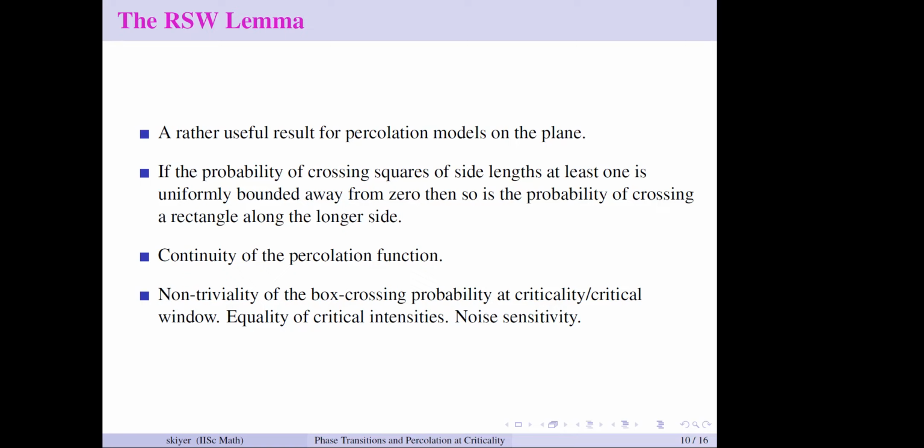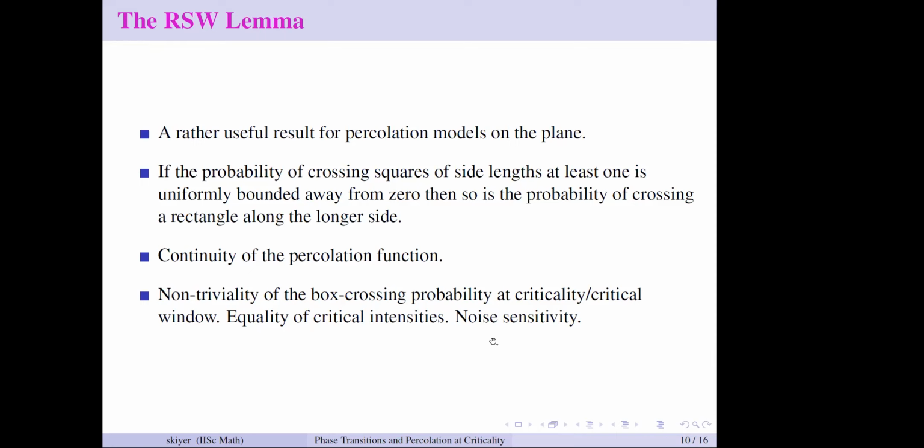Once you have a crossing of a rectangle, what it allows you to do is to piece together paths, as I will illustrate shortly, and build much longer paths and circuits and so on, which allow you to do the analysis. And one of the things that one uses it for is to show the continuity of the percolation function. There are various critical intensities that one can define in a percolation model. These RSW lemmas are used to show that those critical intensities are the same.